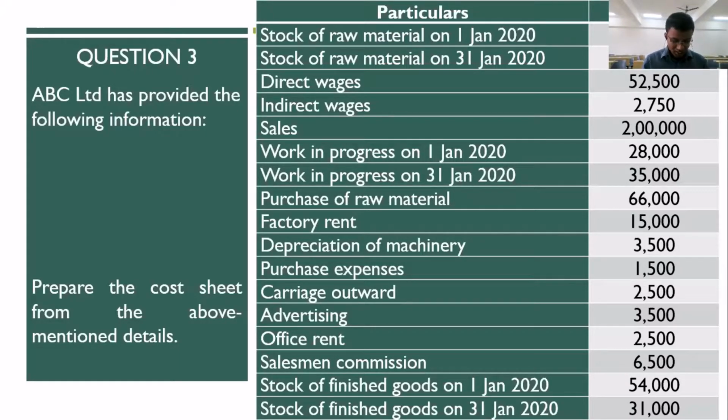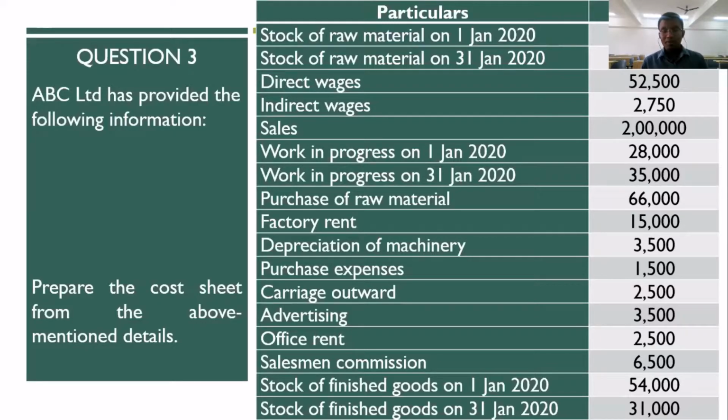Purchase of raw materials, this would be a part of your prime cost. Then you have factory rent, that is a part of your factory overhead. Depreciation of machinery will be a part of your factory overhead. Then you have purchase expenses. This item you're coming across for the first time. Since it's purchase expenses, this has to do with your raw material, so it will be a part of your prime cost. Carriage outward would be a part of your sales and distribution overhead.